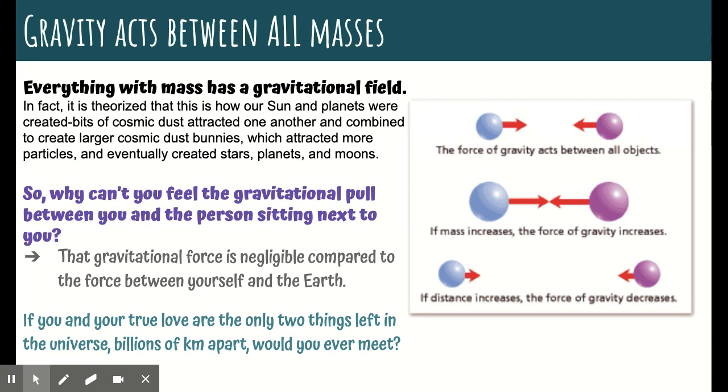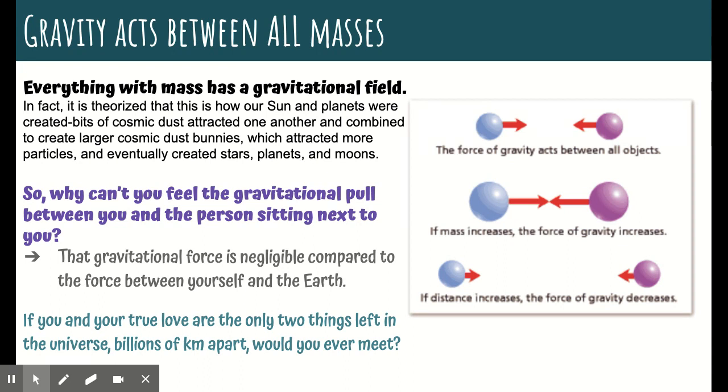So you kind of got these cosmic dust bunnies floating around, and then they are larger, right? If you put a bunch of smaller pieces together, you get a larger piece. Then all of those larger pieces, those little dust bunnies, started to attract more dust bunnies, and they just kept getting bigger and bigger and bigger. So eventually these created stars, planets, and moons.